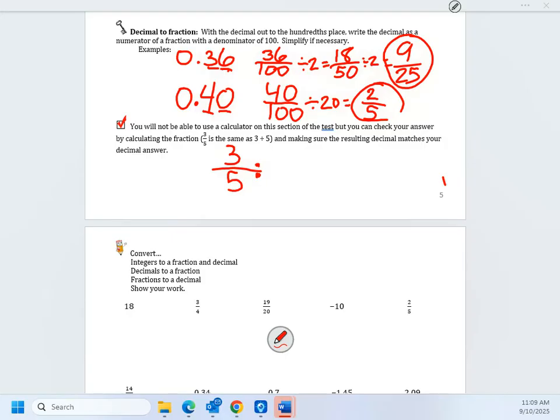So for homework, you can check the answer. On the test, you won't be able to. So don't use the calculator until you're all done. Then you can go back and check it. Clara?